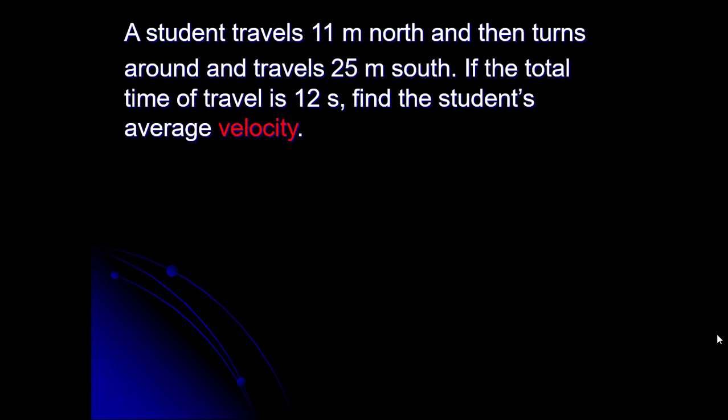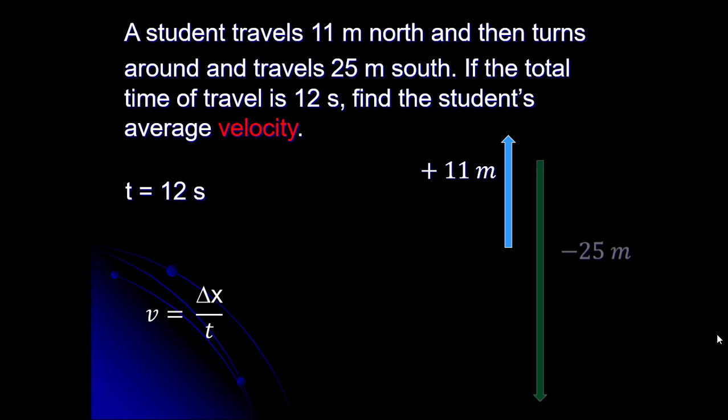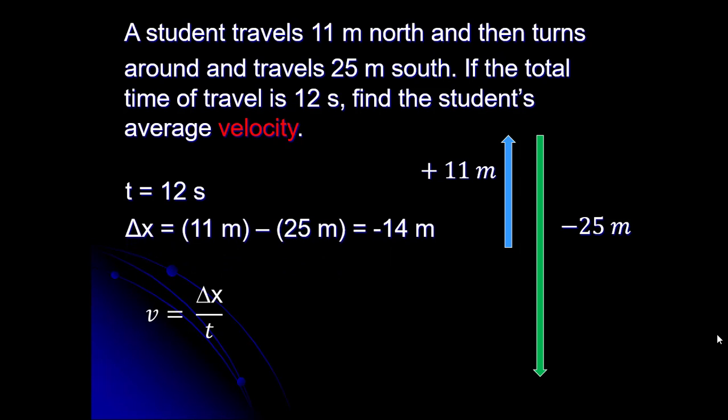Now what is his velocity? Okay, so the time stays the same. And what we know is that velocity is the displacement divided by time. So he went 11 meters to the north, which would be a positive. And then he came back 25 meters to the south, which would be a negative vector. So remember, those vectors are in opposite directions, so we're going to subtract them.